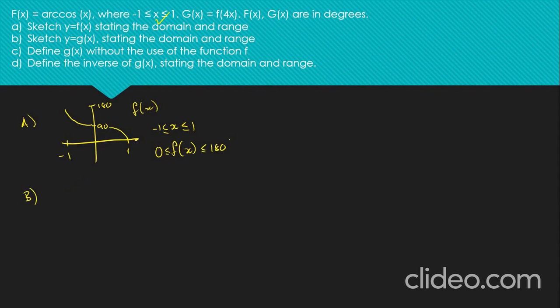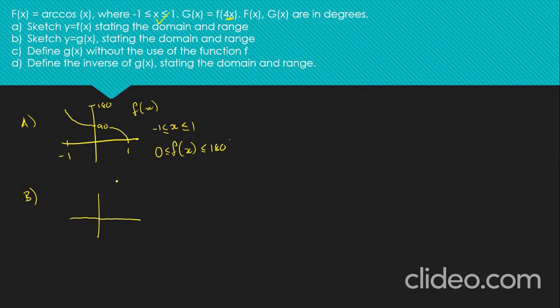So for B, we have f of 4x. Well, that looks like it's going to multiply your x's by 4, but we know that it doesn't. It will take your x's and squeeze them right in, because you only need a quarter as much to produce the same result. So we've got this thing here.